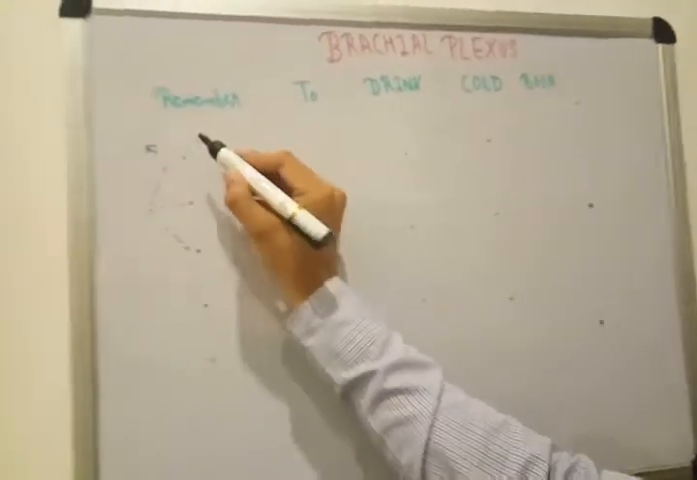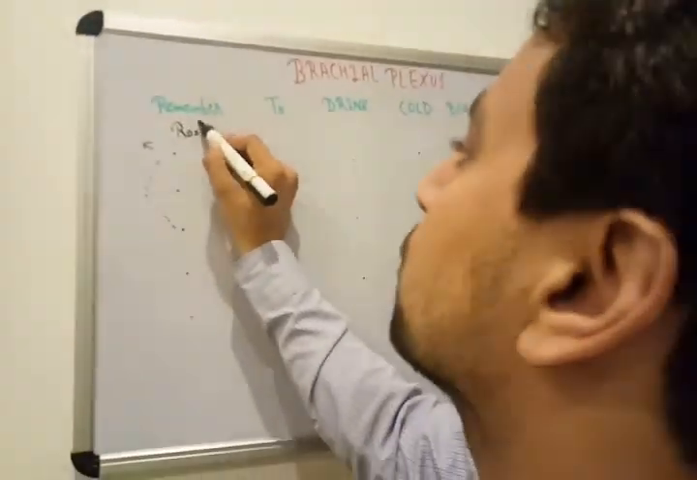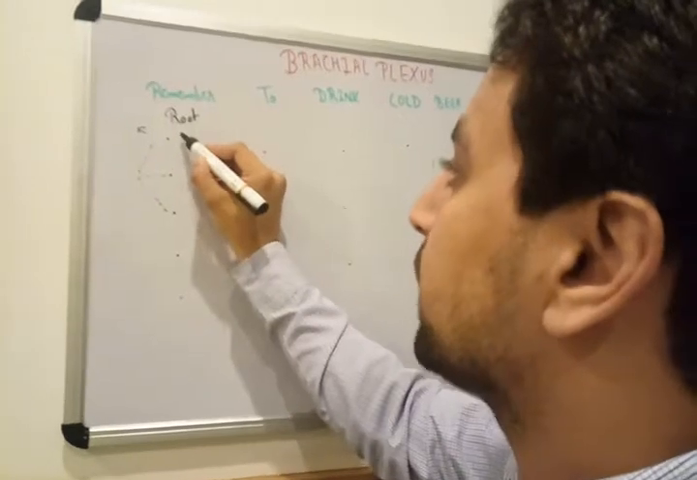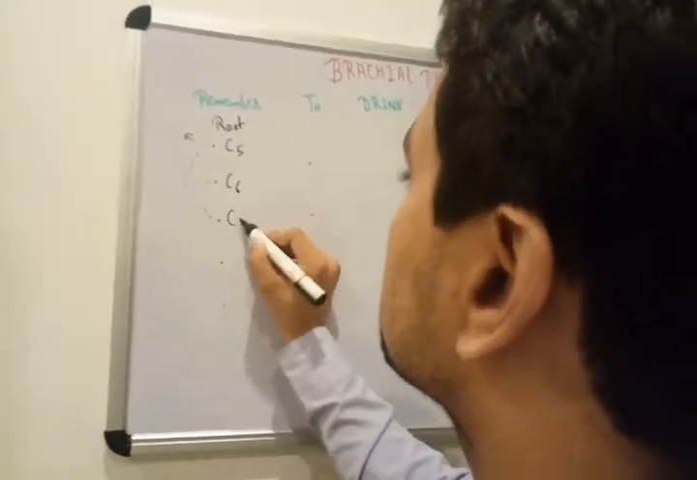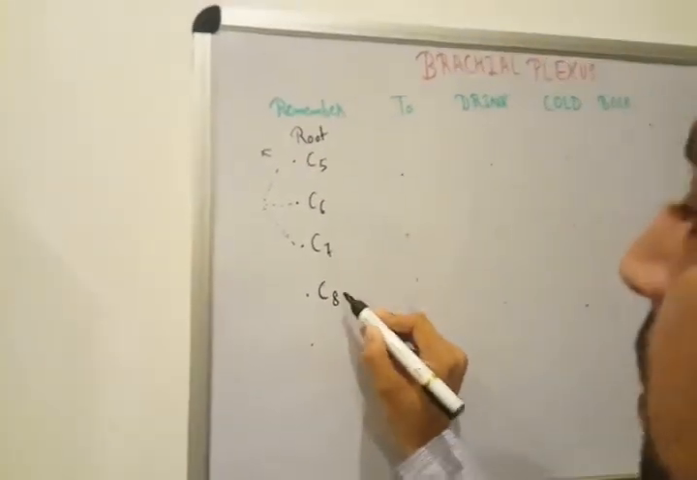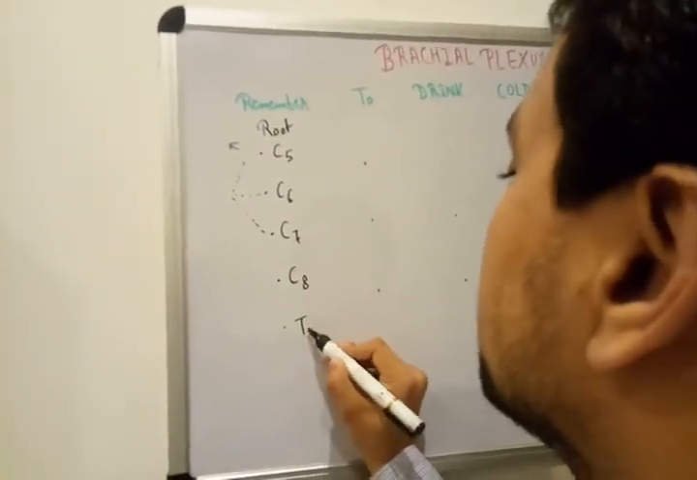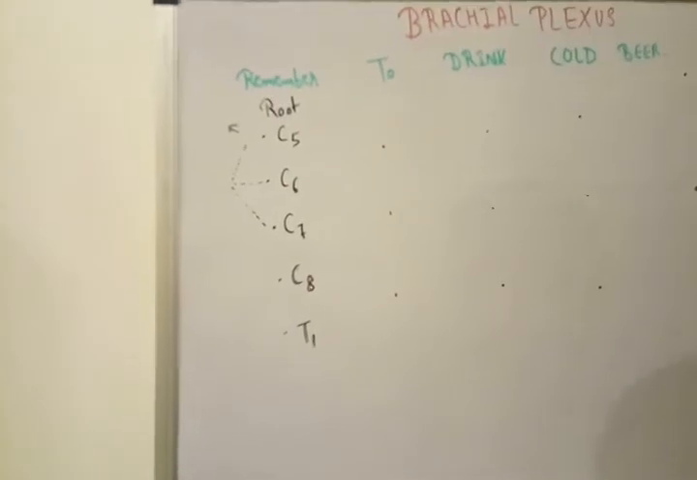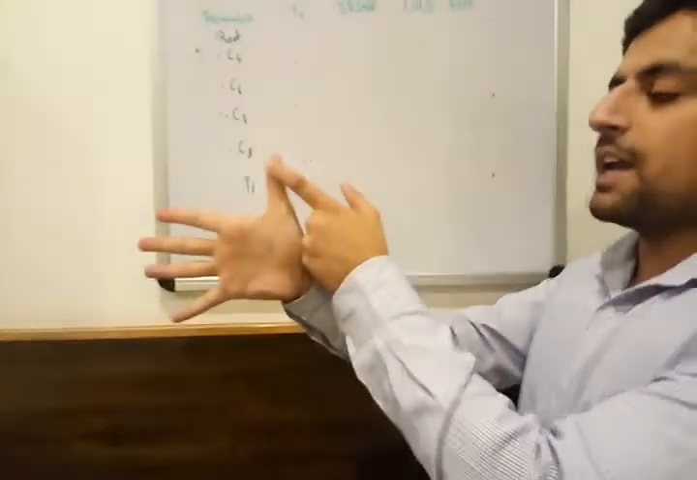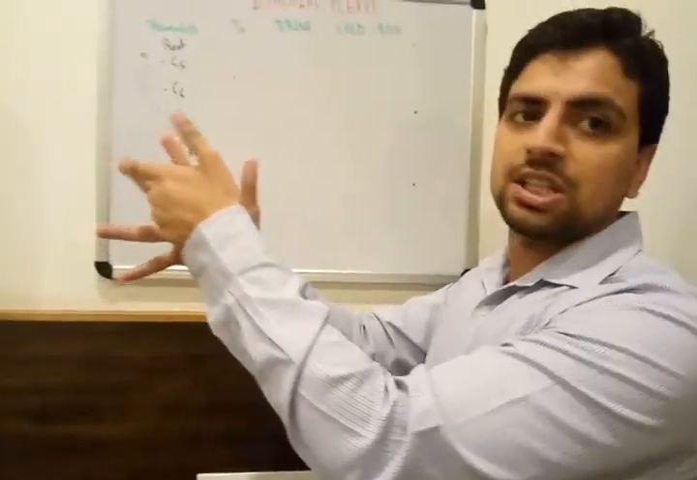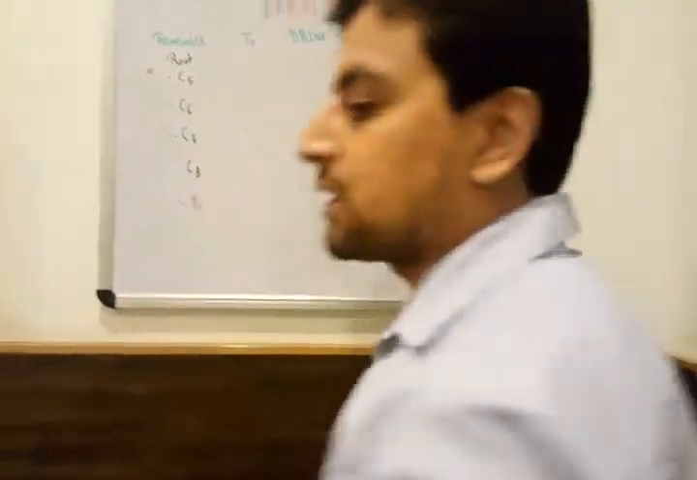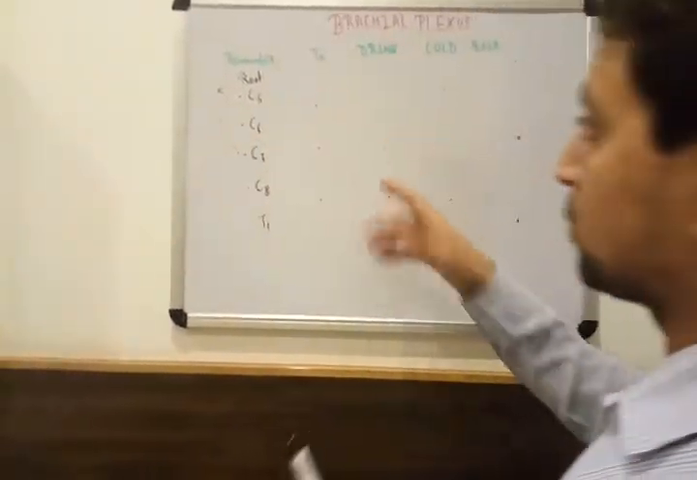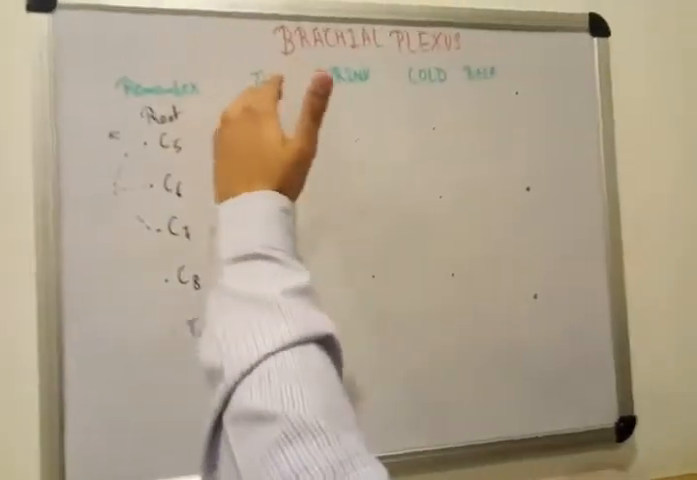Remember, R represents roots. The roots include the cervical spinal roots C5, C6, C7, C8 and thoracic 1. Okay, my dear friends, how to remember this? This is C5, this is C6, this is C7, this is C8, and this one is T1, thoracic 1, spinal nerve. So these are the roots.